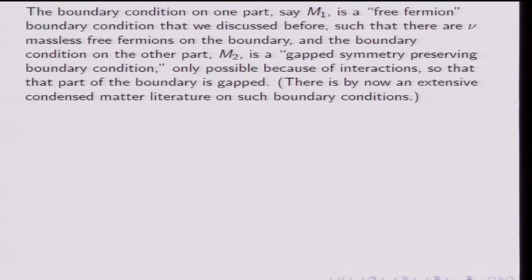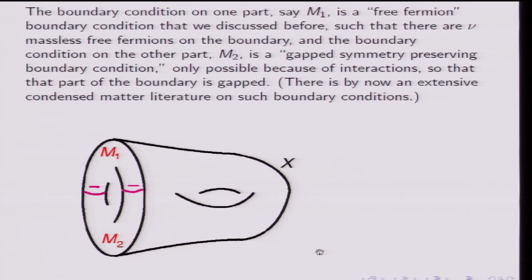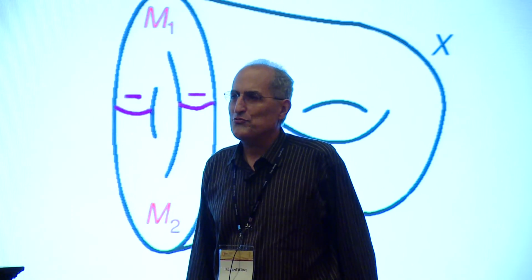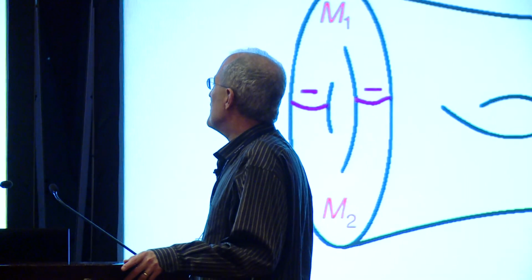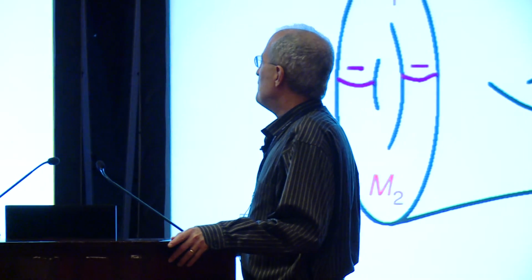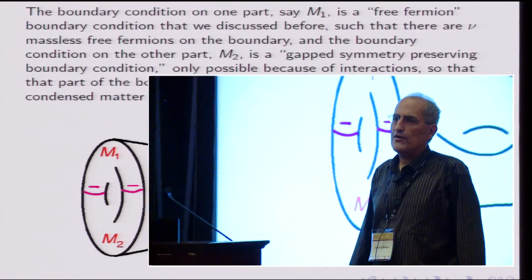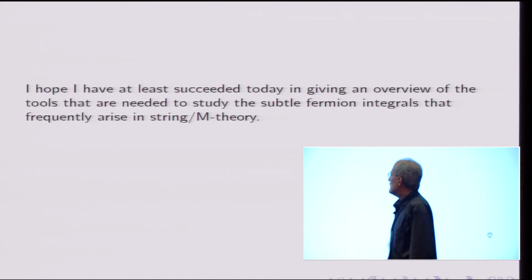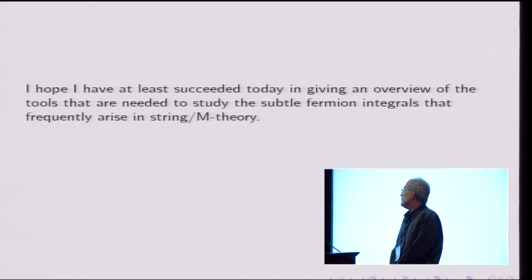So the boundary condition on one part is supposed to be the free fermion boundary condition we discussed before, and the boundary condition on the other part is supposed to be a gapped symmetry-preserving boundary condition, only possible because of interaction, so that that part of the boundary is gapped. So I've drawn this fancifully if you're interested in the real world. Well, there's a limit to the topologies you could achieve in the real world. You can't really achieve four-dimensional topology, unfortunately, but if you want to enough, you can achieve real-world materials with a funny three-dimensional topology, well, at least embedded in an interesting way in 3 dimensions. So anyway, X is the bulk material. Its boundary is divided into two parts with two different boundary conditions. The massless fermions live on one part, and that would be a partial condensed matter analog of the M2, M5 Brane system.